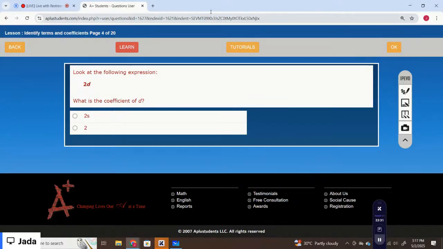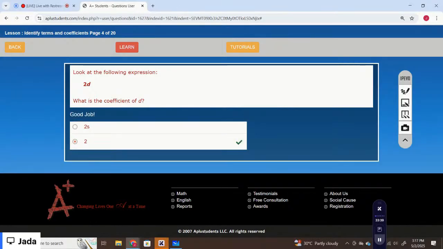Look at the following expression. What is the coefficient of D? So the coefficient of D is 2. Option number 1 is the correct option.